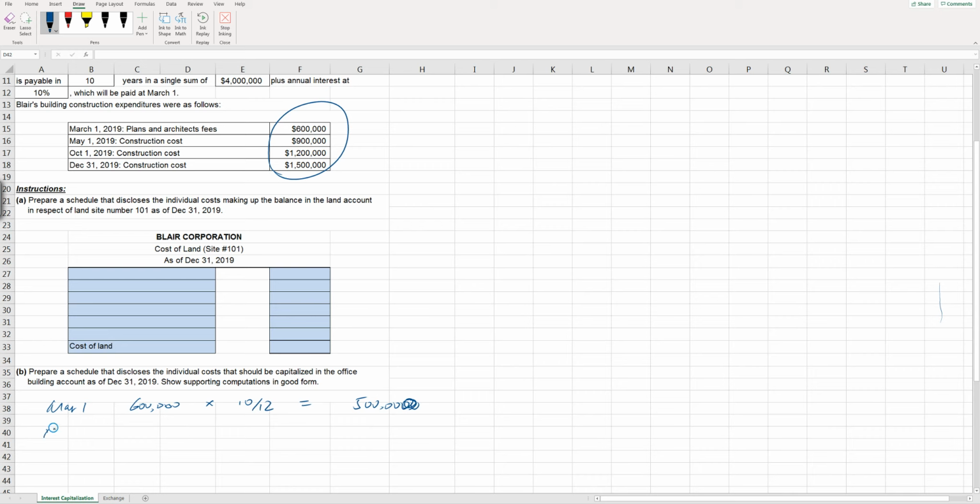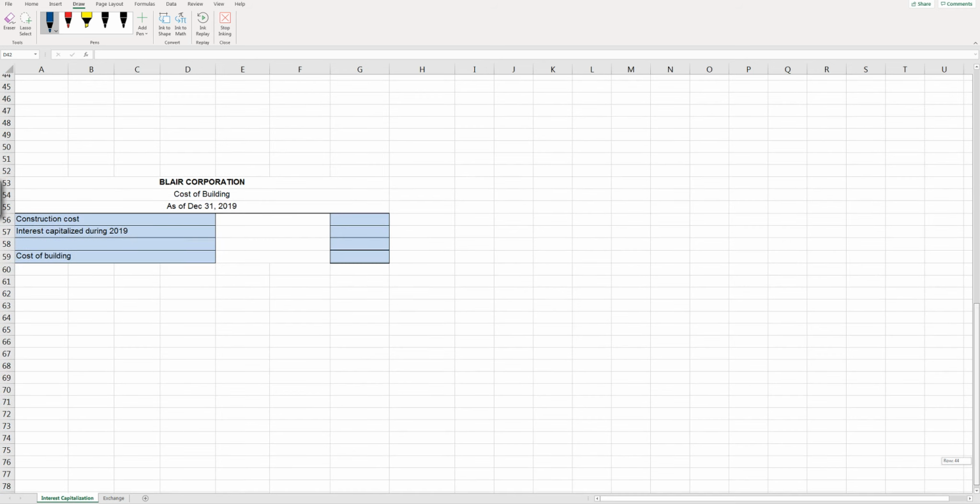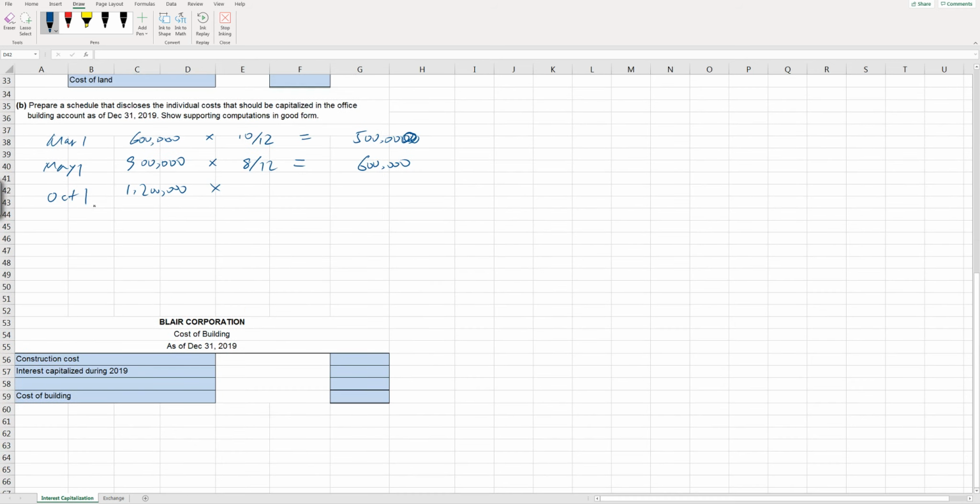And we do the same thing. On May the 1st, we spent $900,000. Because of that, we have to incur how many months' interest? 8 months interest, and those interests are avoidable. Then October 1st, we spent $1.2 million. Well, we capitalized for 3 months, right? 3 months till the end of the year.